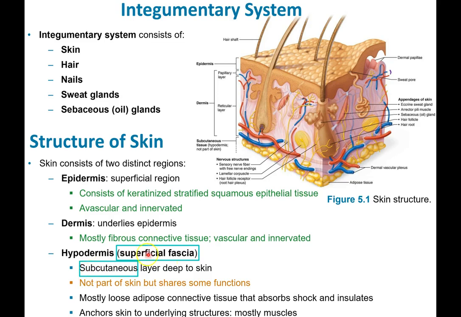The hypodermis is mainly comprised of loose adipose connective tissue, which insulates against heat loss and absorbs shock. We rely on the hypodermis to anchor skin to underlying muscle.